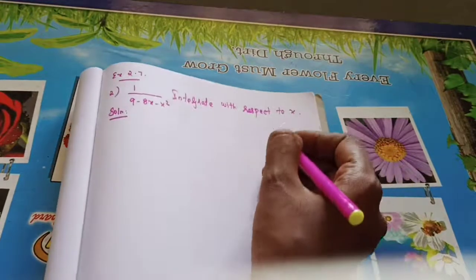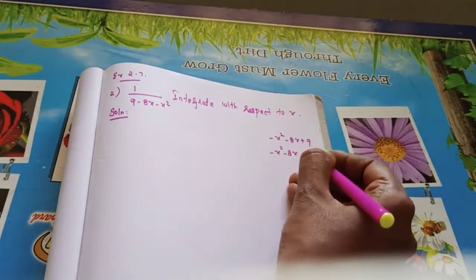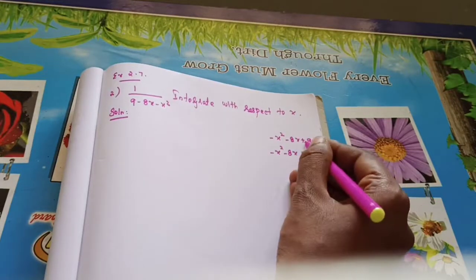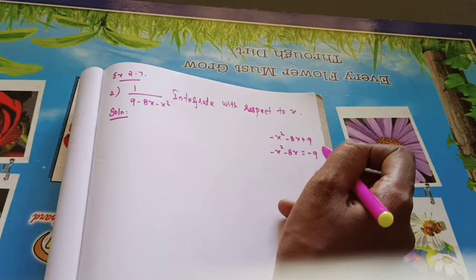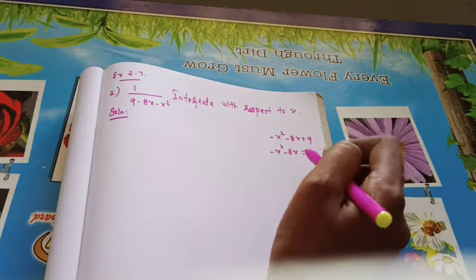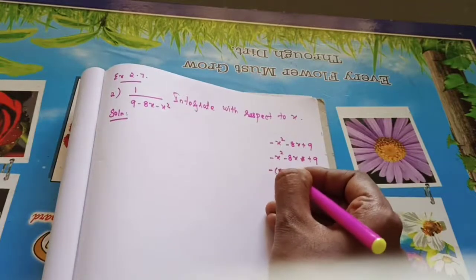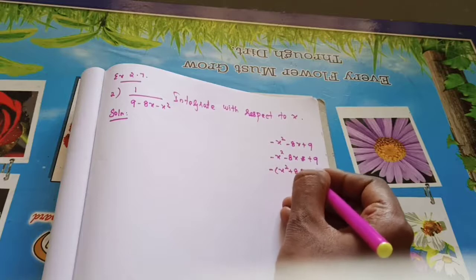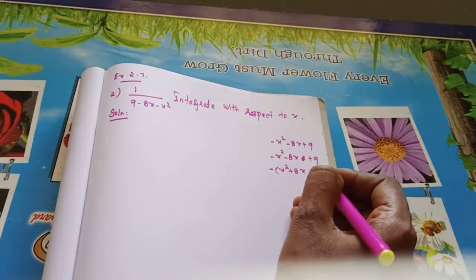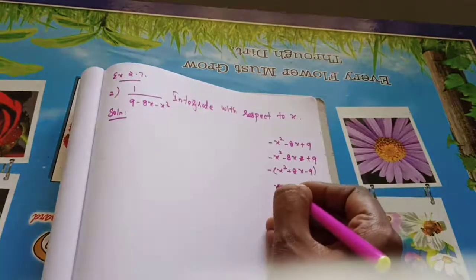By using the completing the square method, minus x square minus 8x is equal to minus 9. If you are bringing that to the other side, it will change to minus 9. Is it right? One more thing you can do, otherwise keep it as plus 9 and take the minus outside. So x square plus 8x, minus 9.